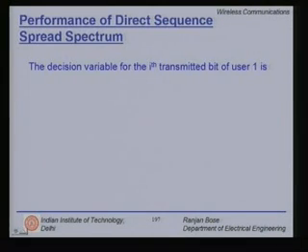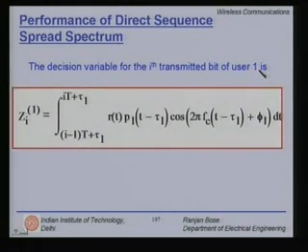Now, the decision variable for the ith transmitted bit of user 1 is given as follows. This is the summation of the different users, but this received signal is being multiplied by the PN sequence of user 1 with the proper time delay. This is obtained by proper synchronization. If you do not synchronize, you cannot recover your data. So, it is very, very sensitive to timing synchronization.